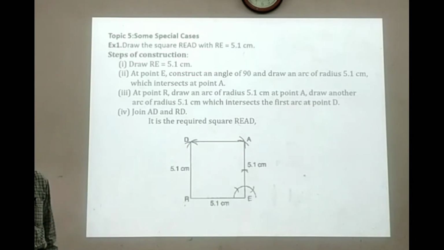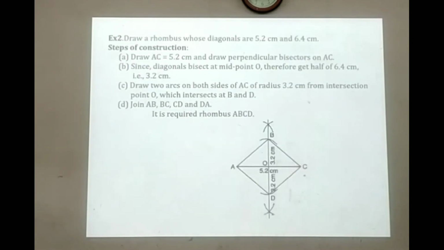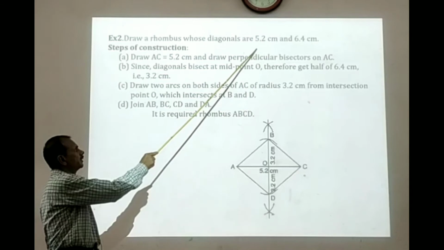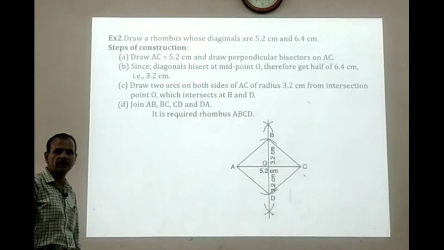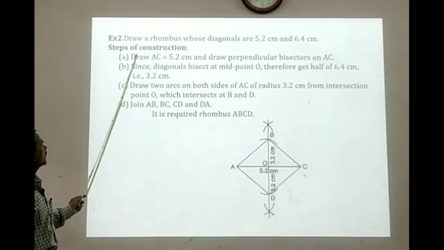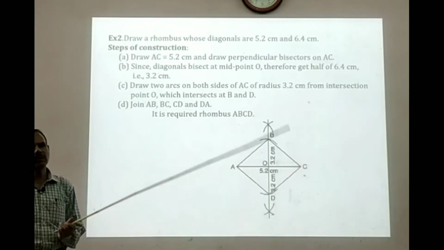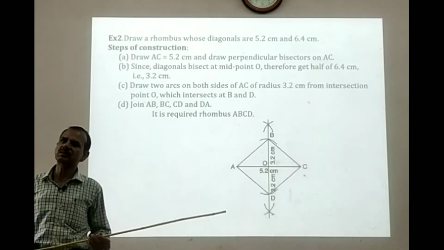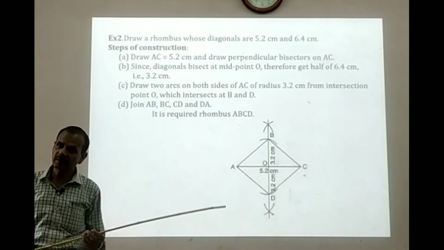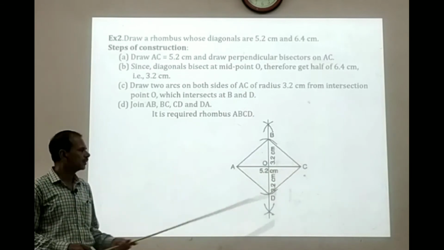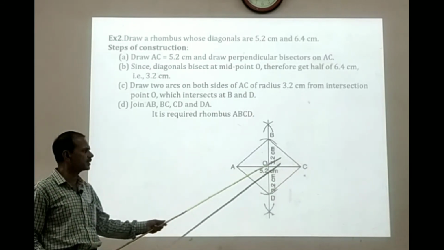Okay. Next example. Draw a rhombus whose diagonals are 5.2 centimeter and 6.4 centimeter. Follow the steps of construction given. Draw AC 5.2 centimeter. We know that the diagonals of a rhombus bisect each other at right angles. So first draw any one diagonal. Here, 5.2 centimeter diagonal AC.